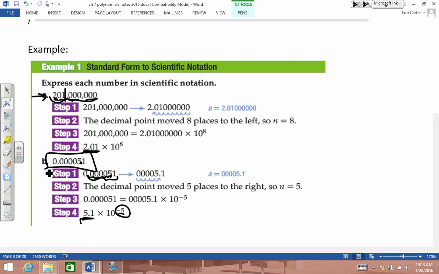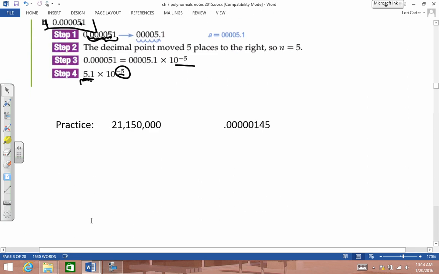The negative 5 tells you that this equals 0.000051. This tells you it's a little number. Not the mantissa, the exponent. Mantissa is the decimal part. Okay, are we there? Yes, no? So technically we have to look at the exponent. The exponent tells you how big it is.